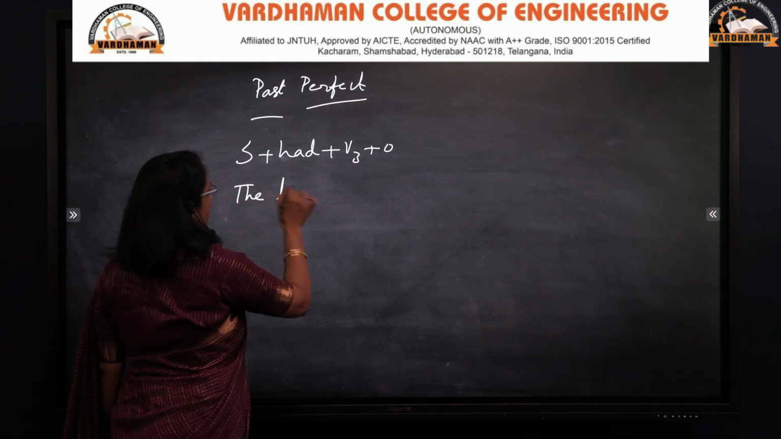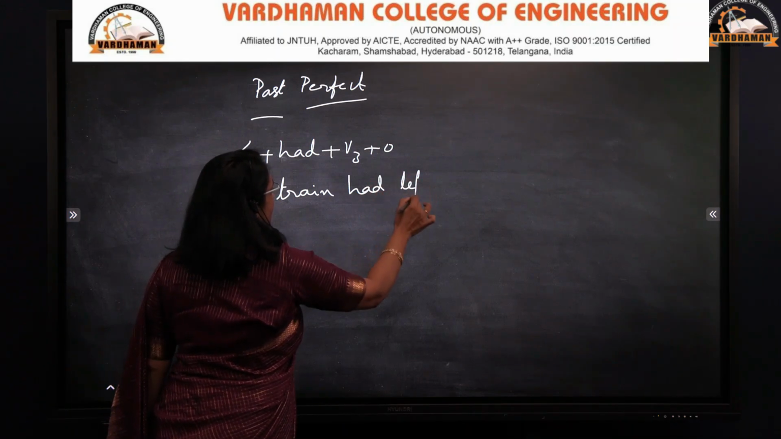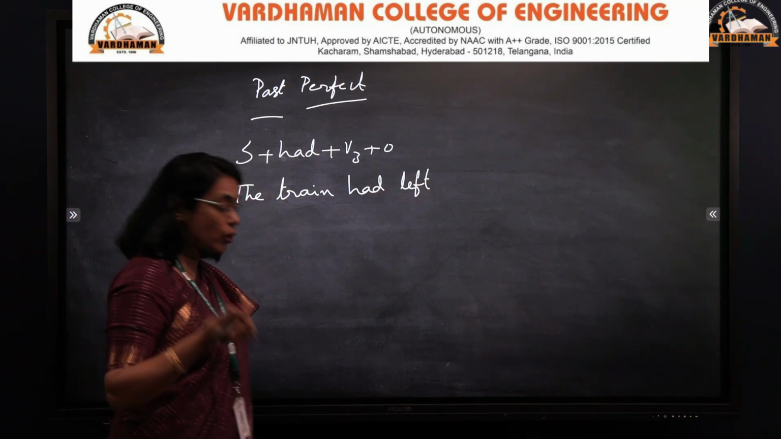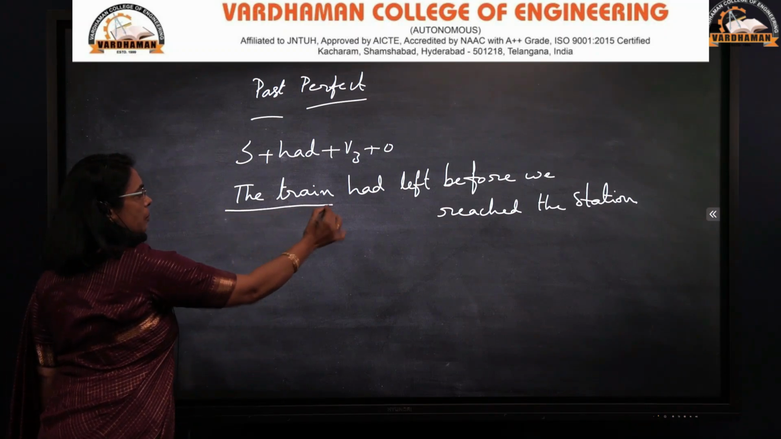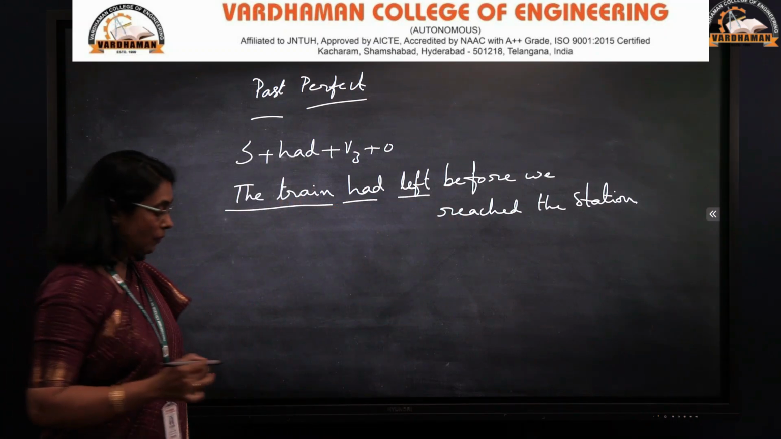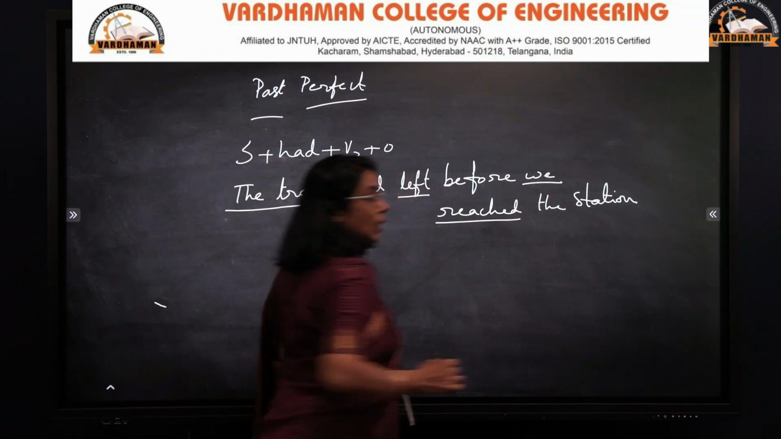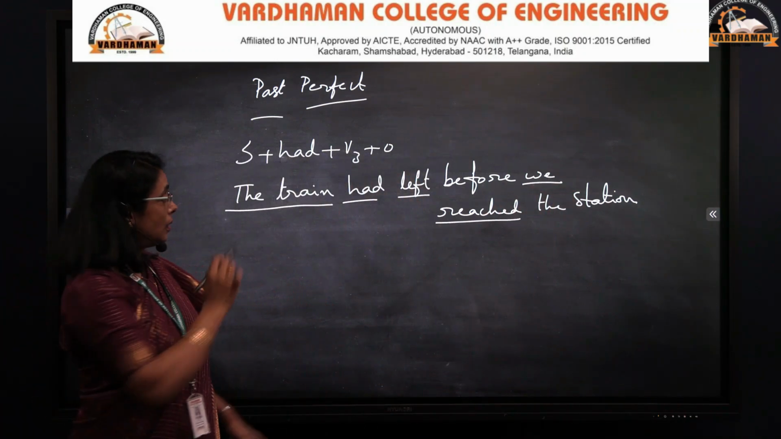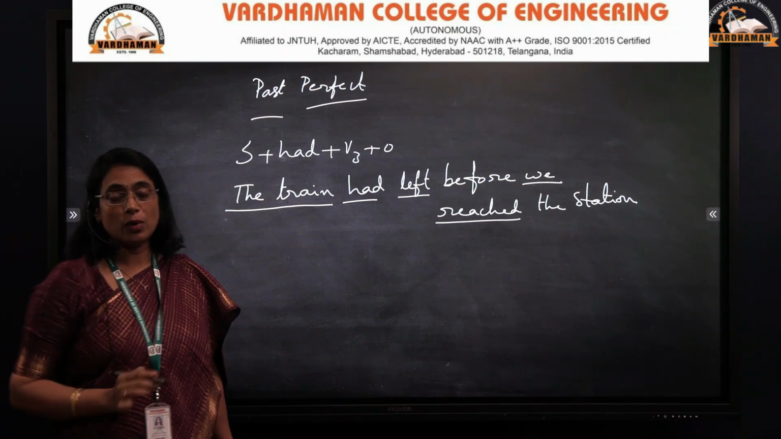The train had left before we reached the station. So here, this part of the sentence is an example for past perfect, whereas the second action, subject plus V2, is an example for past tense. But this particular sentence, the whole example, is an example for past perfect.